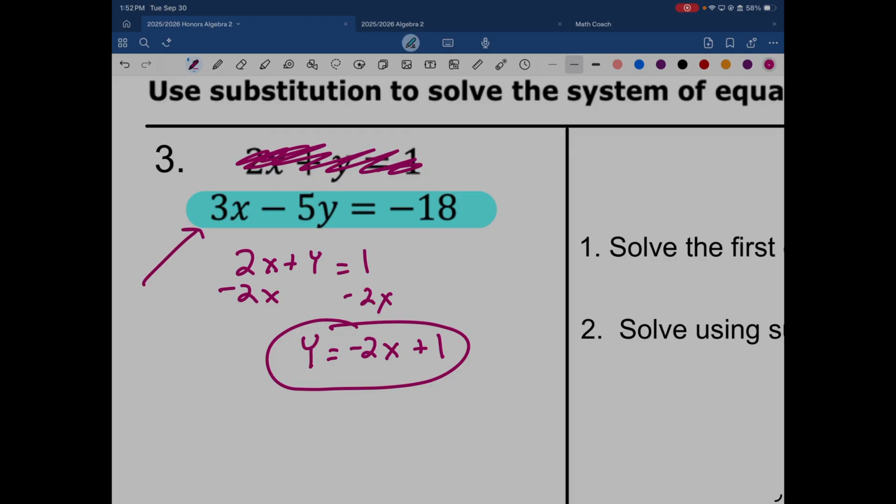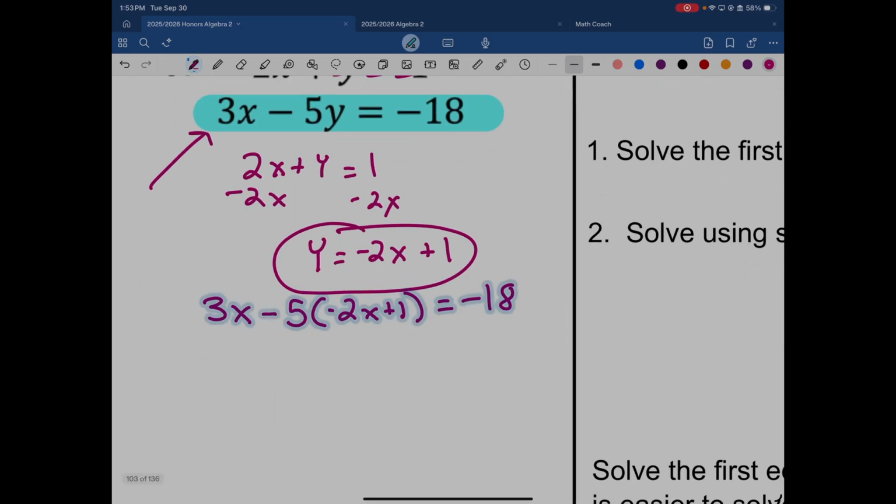So we're going to substitute it into the 3x minus 5y equals negative 18. So that's going to become 3x minus 5, my y value now is negative 2x plus 1, and that has to equal negative 18. I'm looking through that equation now, and I notice that all I have is x's in there, so I'm good to go.